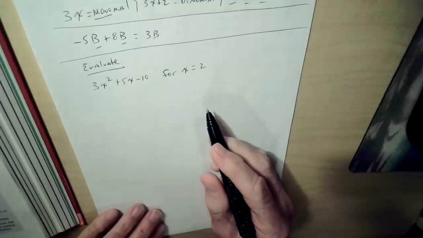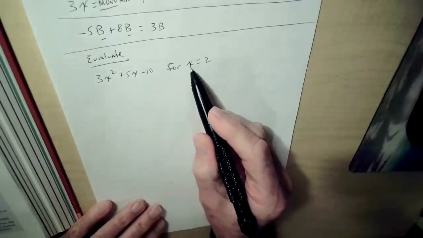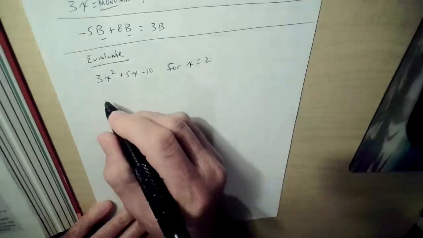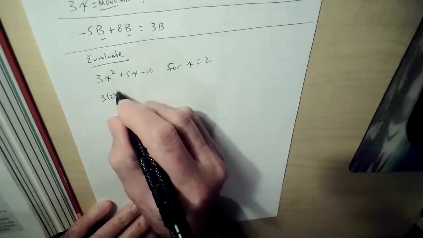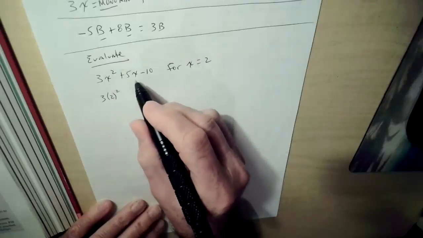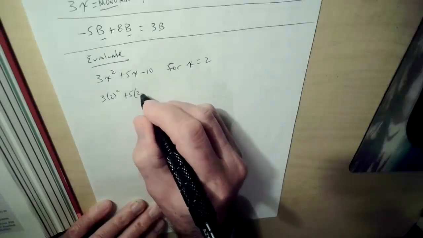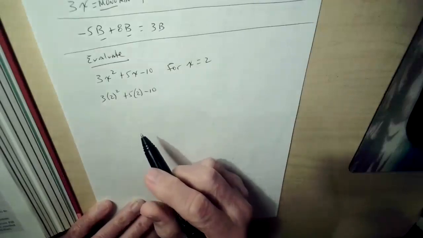And you look at this and you think, what is this talking about? That's real simple. What they're saying is let x be 2. Okay, so we have 3 times 2 squared, right? We put a 2 in here. Wherever there's an x, we're going to plug in 2. 5 times 2 minus 10.